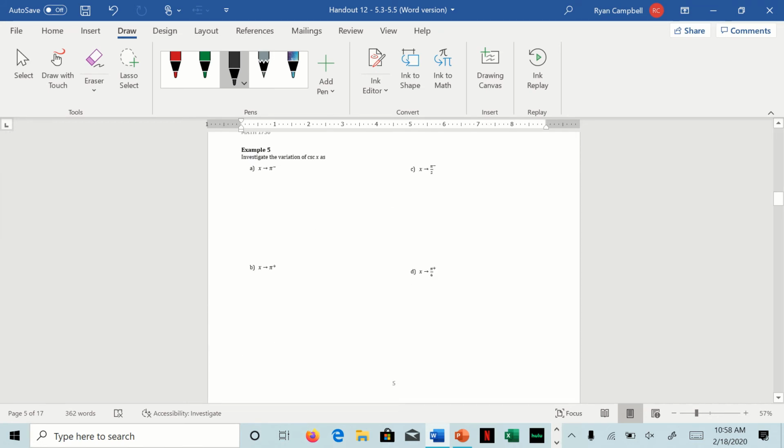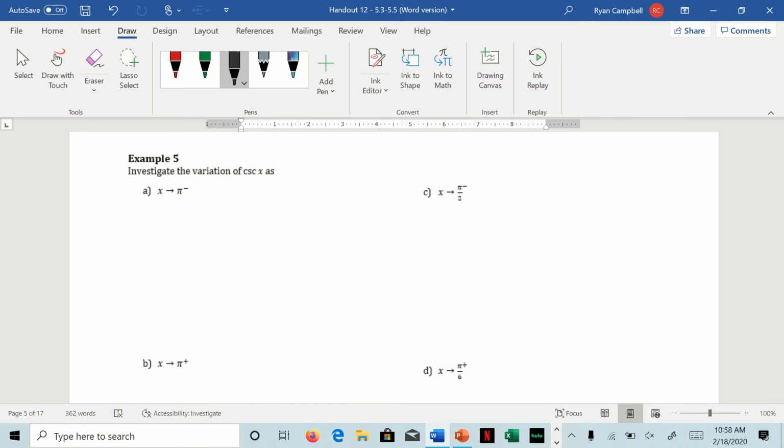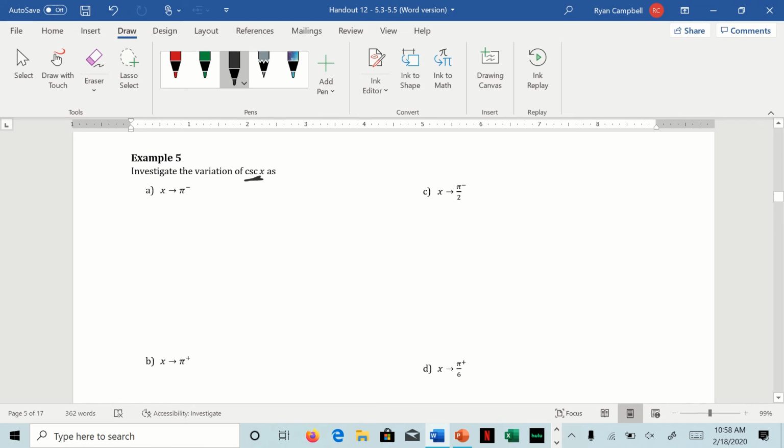All right. So, last thing we got for this section is x goes to pi negative. So what does this mean? We're using cosecant, and we're saying what happens when x goes to pi minus. The minus sign means that x is approaching pi from the left. From the left. So as x approaches pi from the left, what happens to cosecant?